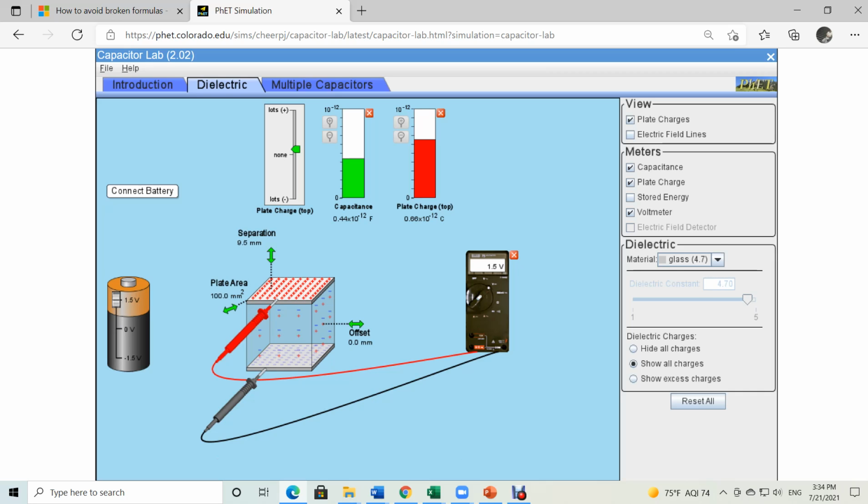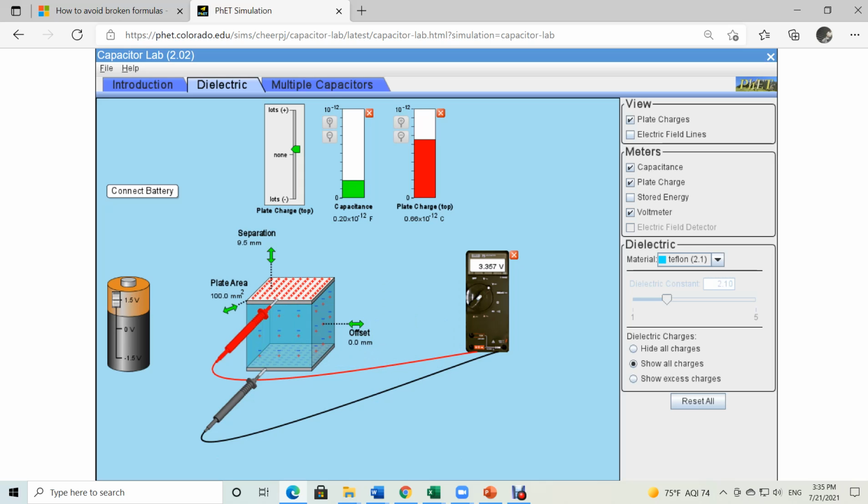Let's put a different dielectric material now. 1.5. We're going to put, instead of glass, we're going to put paper now. Increase the voltage. We're going to put Teflon now. The lower the dielectric constant, the higher the voltage whenever the plates are disconnected. What about the charges? The charges remain the same. And the capacitance changes as well.